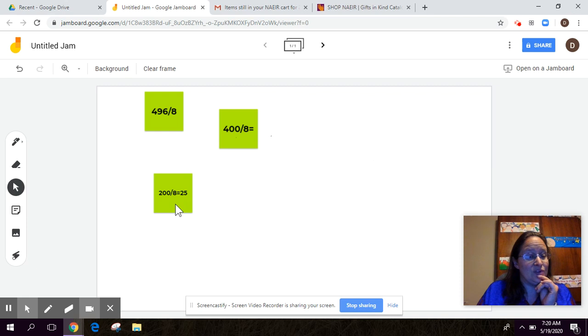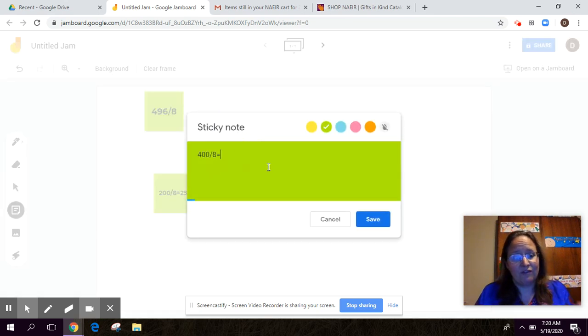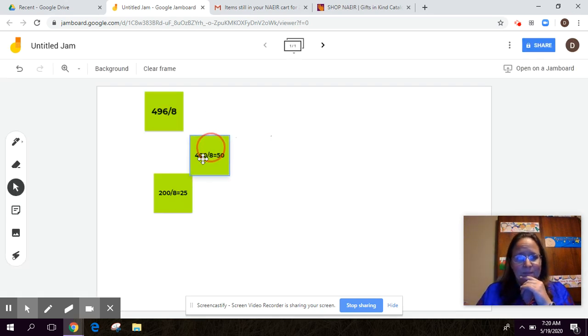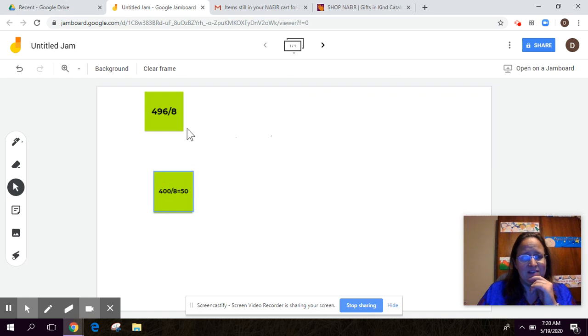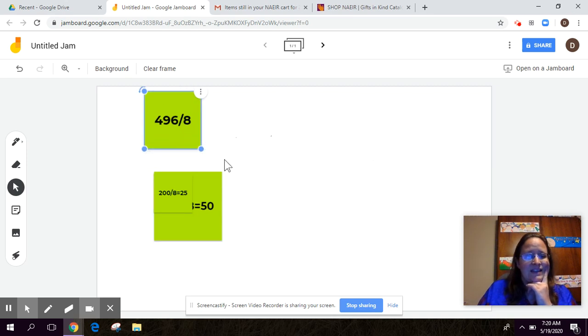If I know that 200 divided by 8 is 25, could I double that entire total and quotient to actually get 400 divided by 8? It would be 2 sets of 200, so it would be 2 sets of 25. So I know that 400 divided by 8 is 50. Now, if I know that 400 divided by 8 is 50, how much do I have left in my 496? In my 496, I have 96 left.